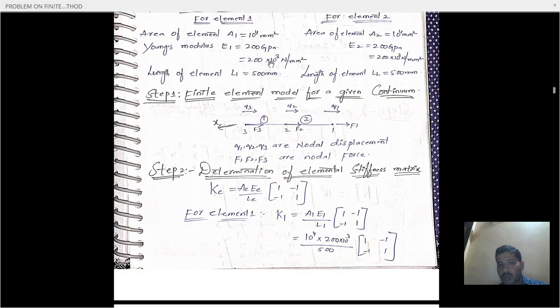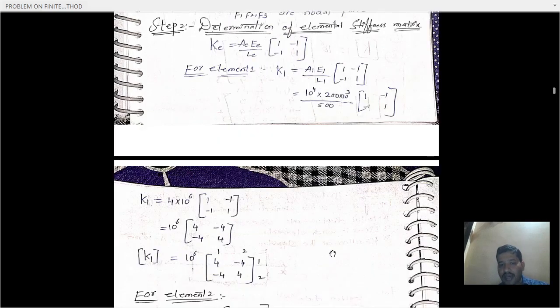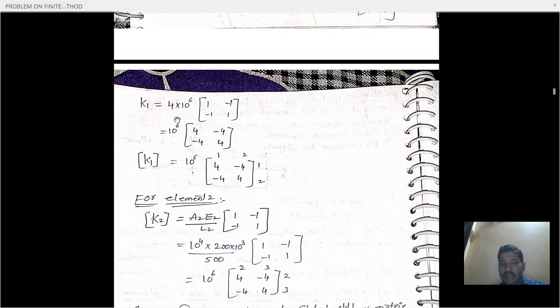Here K1 is A1 E1 by L1. A1 value is 10 power of 4. E1 value is 200 into 10 power of 3, by L1 value, which is 500, times the matrix [1 -1; -1 1]. If you divide, you will get 4 into 10 power of 6, times [1 -1; -1 1]. 10 power of 6 stays as it is, and you multiply this term: 4 into 1 is 4, 4 into minus 1 is minus 4, minus 4 and 4.